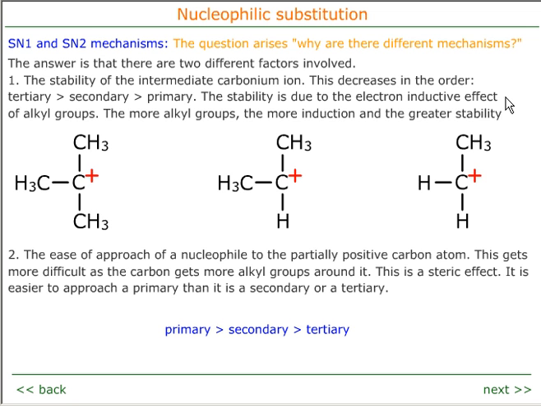And on the other hand, the primary haloalkane could proceed via an SN1 mechanism and produce a carbonium ion, but this would be very high energy because it's only stabilized by one alkyl group. And so this gives us an ease of formation of carbonium ion, tertiary better than secondary better than primary, but an ease of approach, primary better than secondary better than tertiary. So these are the two factors that are involved.